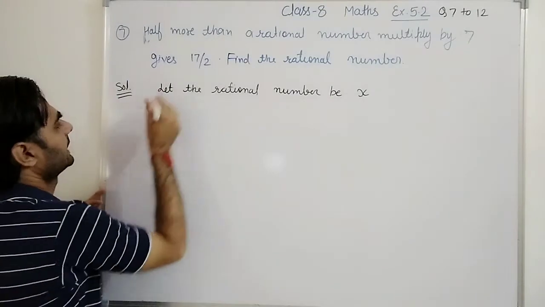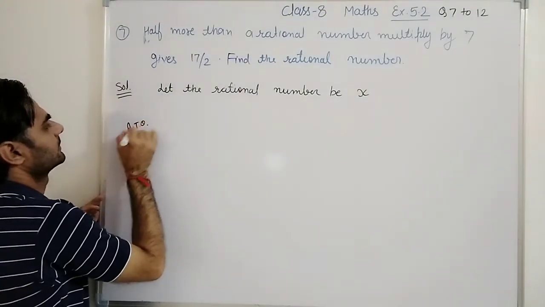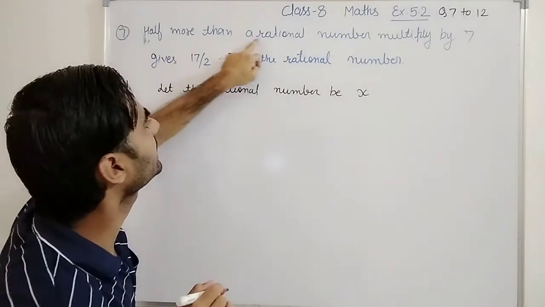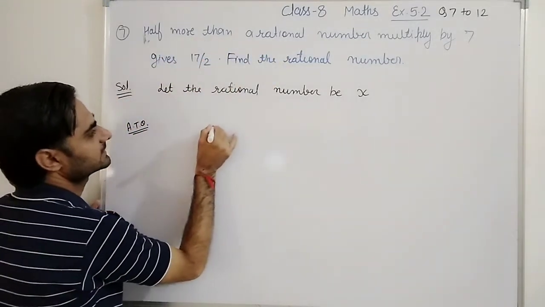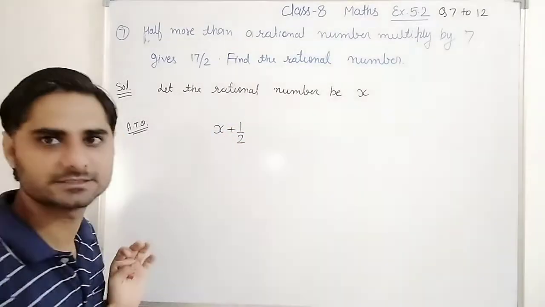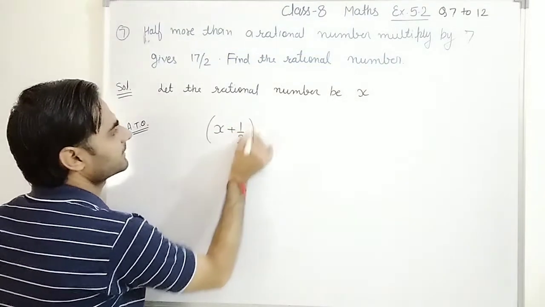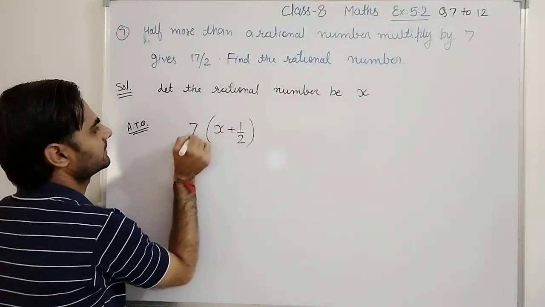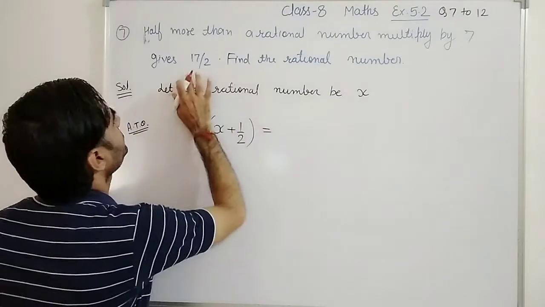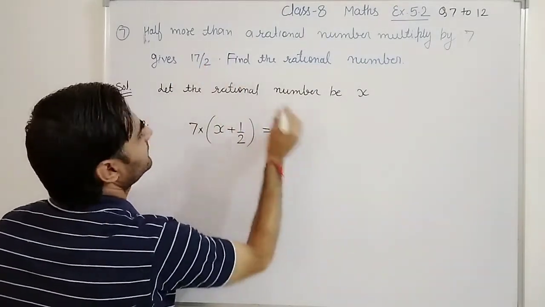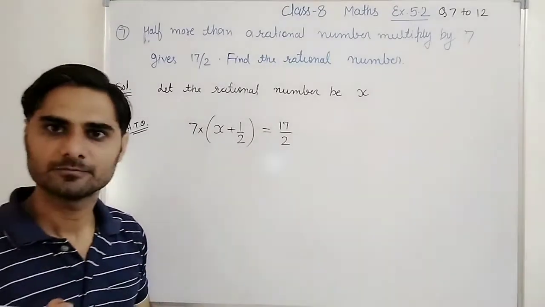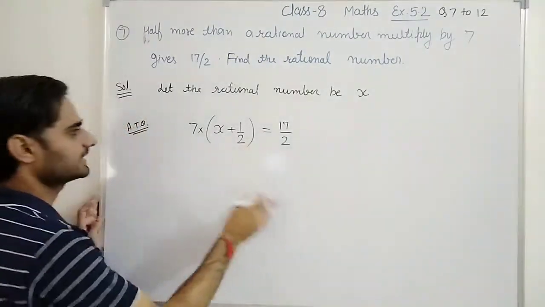Now see here, according to the question, what is it saying? Half more than a rational number. Half more means we have to add half to the rational number x, and this is multiplied by 7. Correct? This gives equal to 17 upon 2. This is your equation. Now can you solve this equation? We can find the value of x.